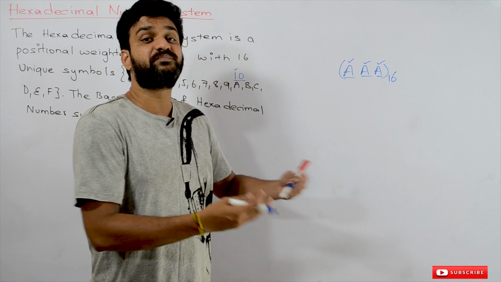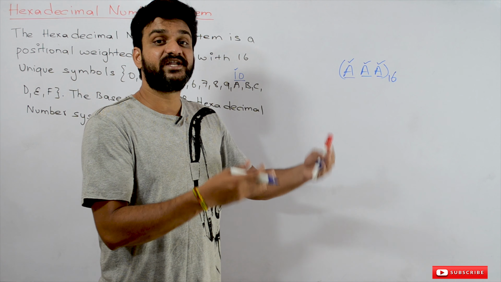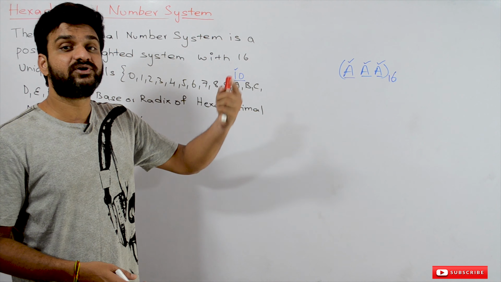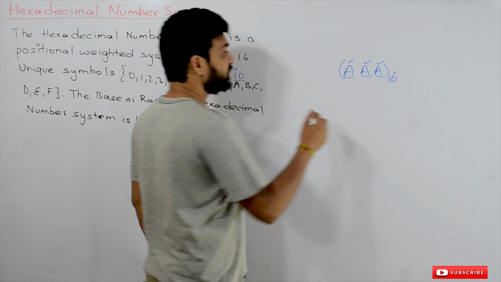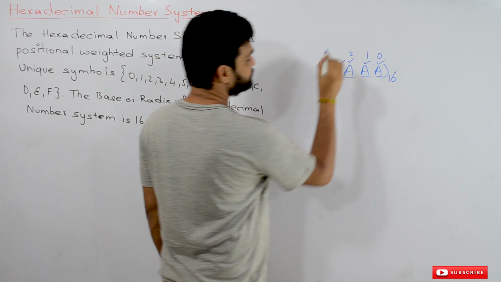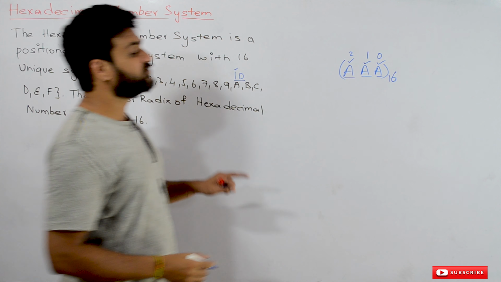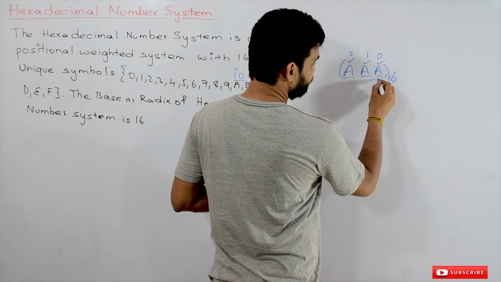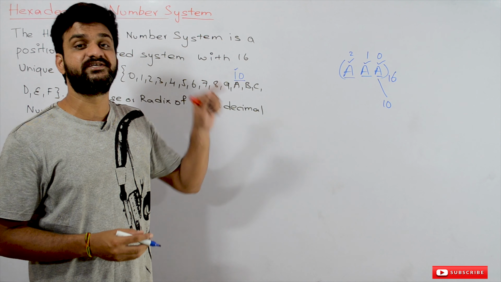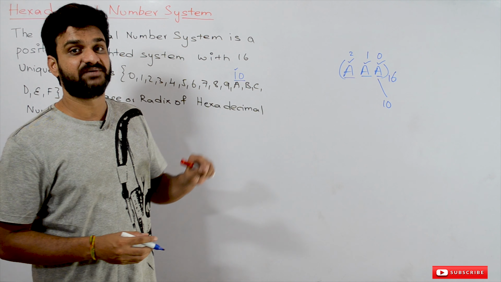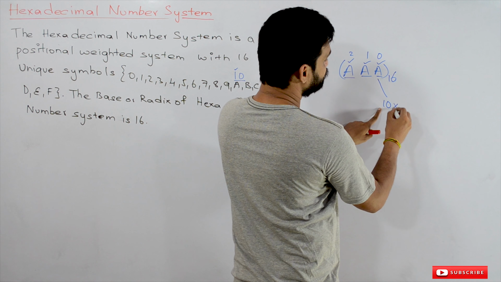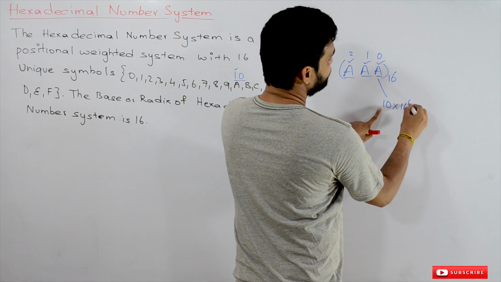On what basis are they different? They vary based upon their position. Based upon the position, the value or the weight of the digit is going to vary. For example, the positions are the 0th position, the first position and the second position. What is the value of each digit? The value of this A is 10. How to find the positional weight of a digit in the given number system? It is the number, A means 10, into base power position.